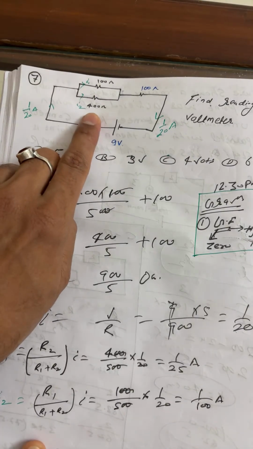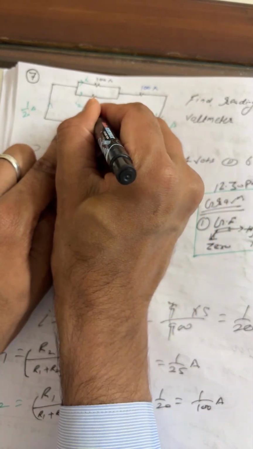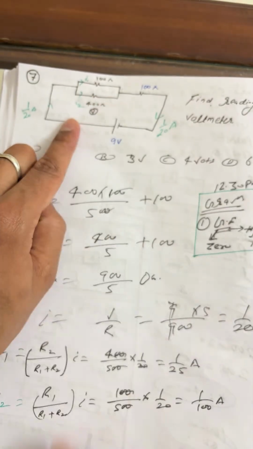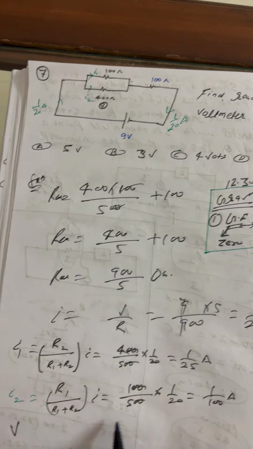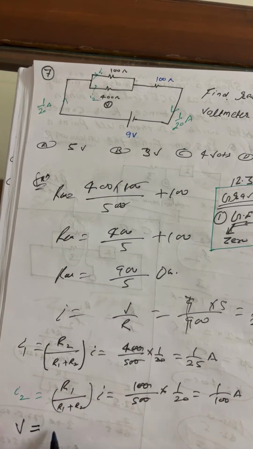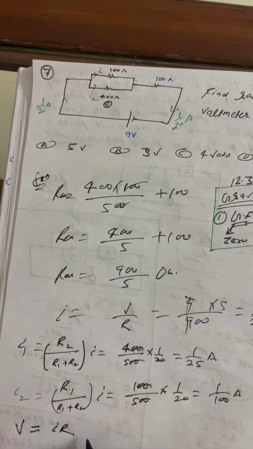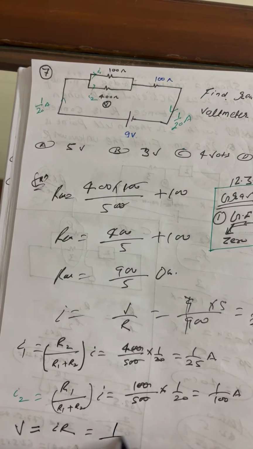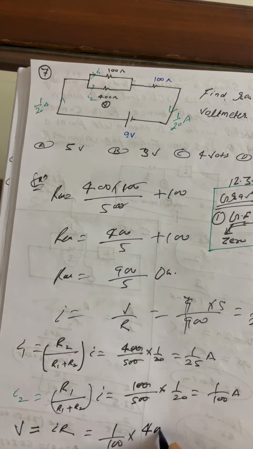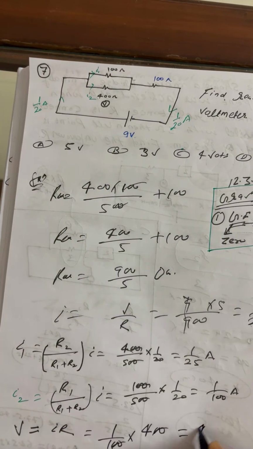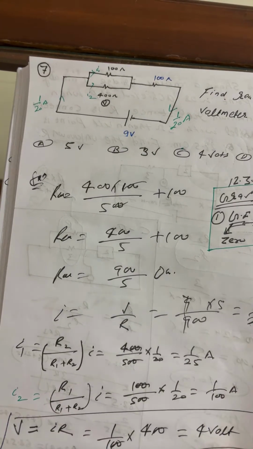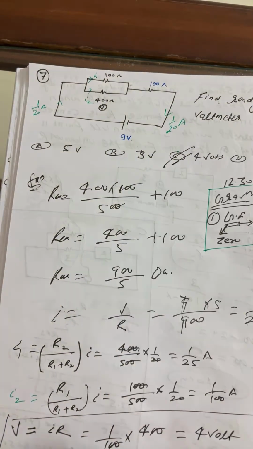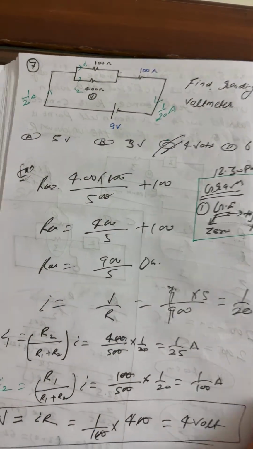We wish to find the potential drop. This is basically the voltmeter over here. So finally, you can write V is equal to IR. What is I? Already we found 1 upon 100. And what is the resistance? This is 400. You can cancel. So this is 4 volt, the answer for the question. Option number C. This question is a recommendation for those who will go to write the exam.